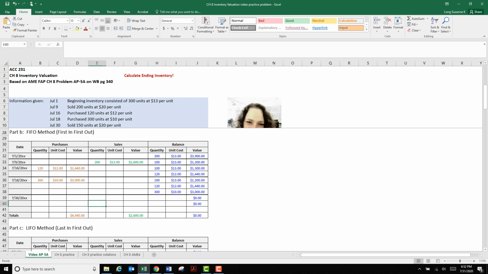I'm going to delete that. So the first ones in are right here. The $13 ones are the first ones in. And really all of those are being sold. So the first ones in were the $13 ones. We got 100 of those left, so all of those come out. Let's multiply, get this completed right here. And we want 150 total.